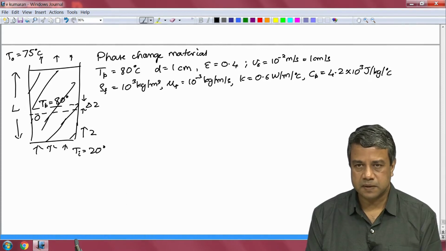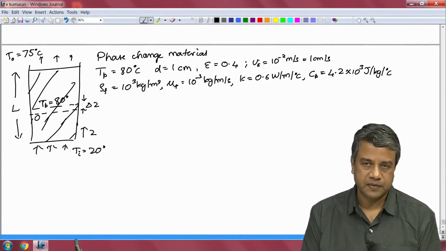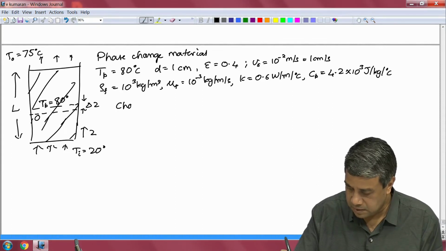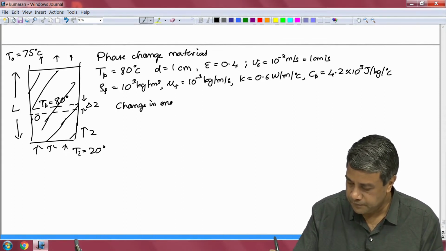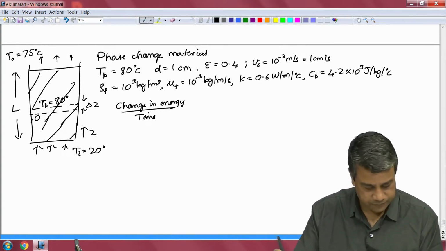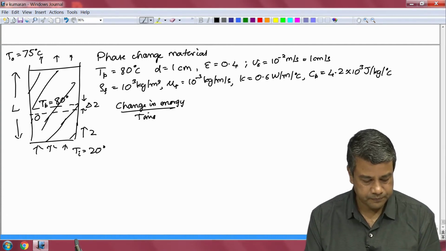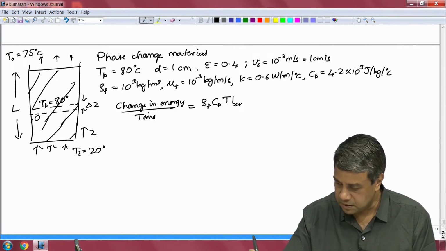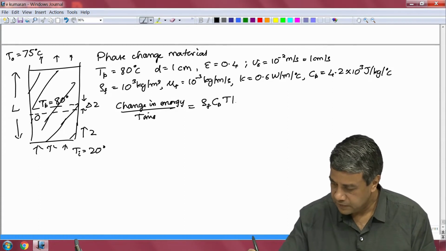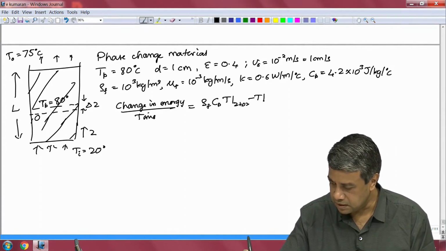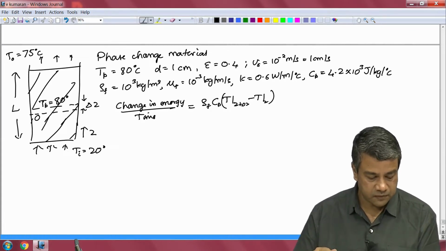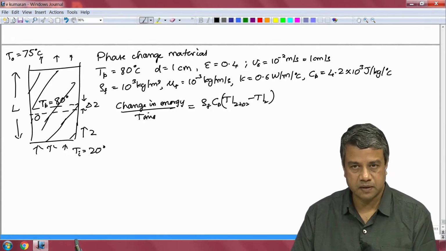Now, as the fluid flows through this bed, it gathers some energy from the particles. So, what is the change in energy per unit time? It is equal to rho f Cp into T at z plus delta z minus T at z. That is the change in energy of the fluid itself, times the volumetric flow rate per unit time.